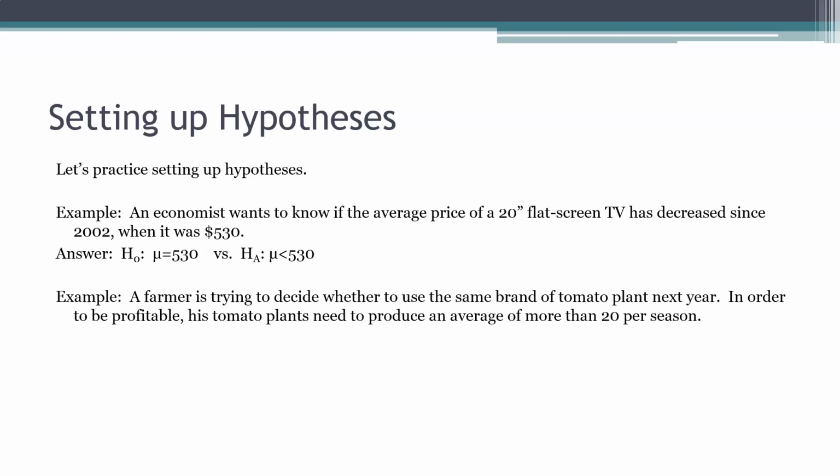So our second example. We want to know, does this tomato plant produce more than 20 tomatoes per season on average? So more than 20 is what we're hoping to demonstrate. So that means our alternative hypothesis is going to be mu greater than 20. And that means our null hypothesis is going to be mu equals 20.